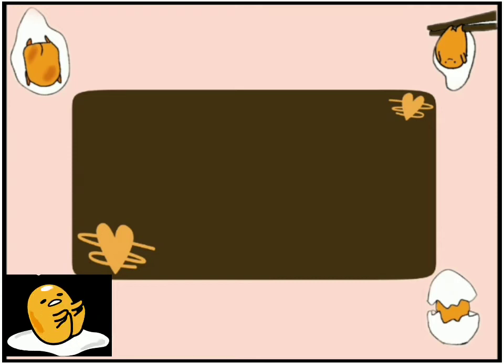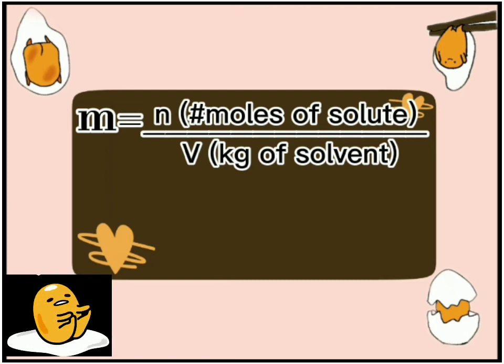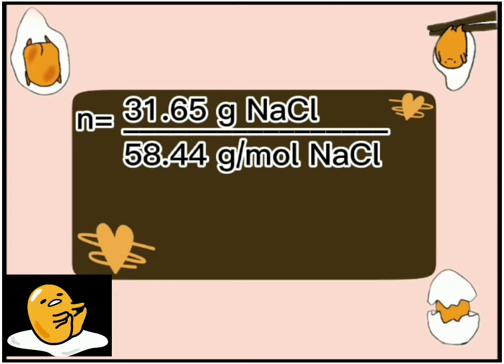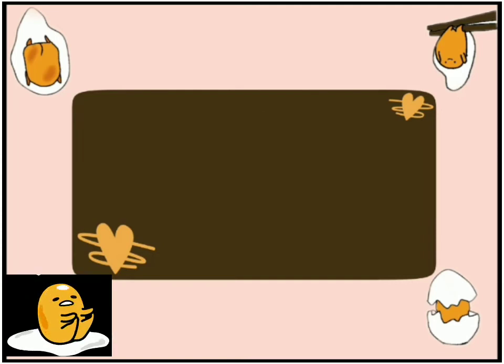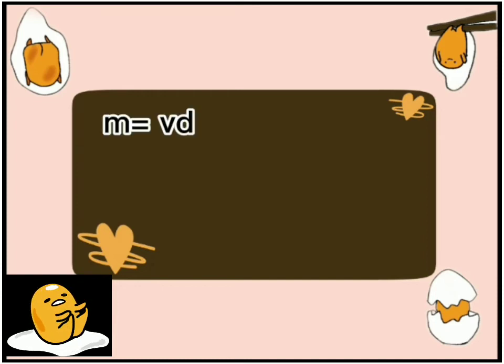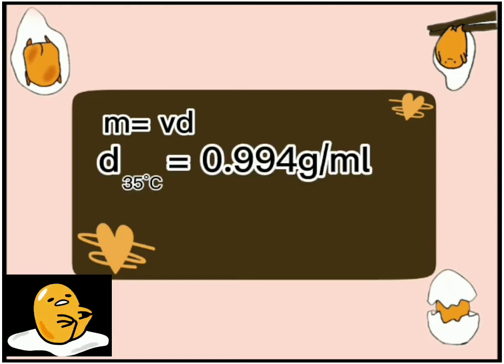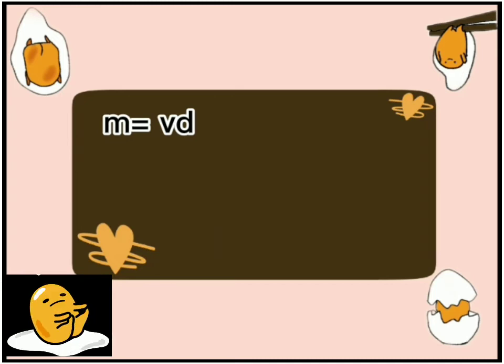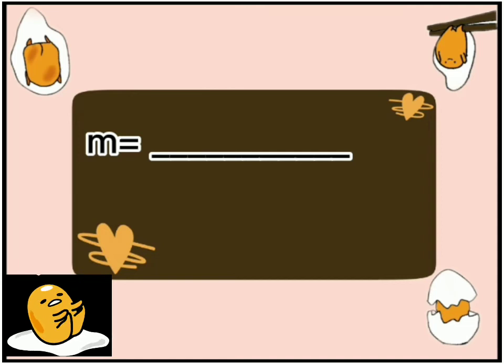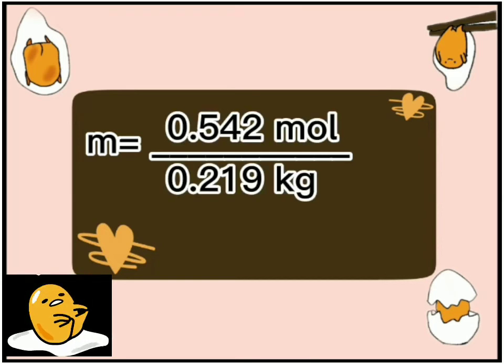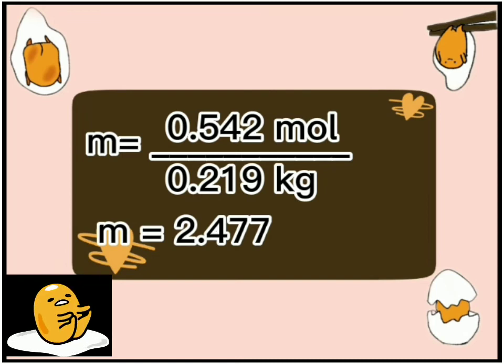First, let's get the molality of the solution. To get the moles of solute, we divide 31.65 grams of sodium chloride by its molecular weight, which is 58.44 grams per mole. That gives us 0.542 moles. Next, to get the kilograms of solvent, we multiply the volume by its density. Take note that the density of water at 35 degrees Celsius is 0.994 grams per milliliter. Using a calculator, that gives us 0.219 kilograms. Now let's get the molality with the number of moles of solute and the kilograms of solvent that we found. So 0.542 over 0.219 is equal to 2.477. That is the molality of our solution.